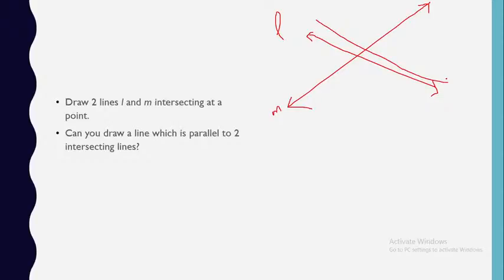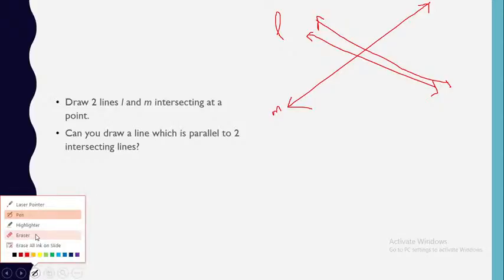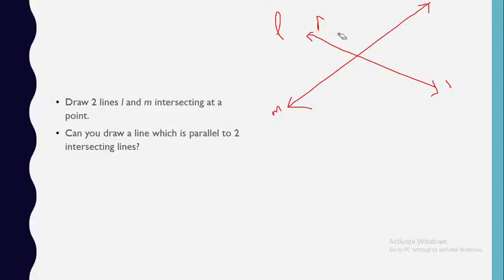So, it will be something like this. Yes, ma'am. Okay. Now, will it be parallel to line M? No, ma'am. It won't be parallel, right? Even if it intersects. Yeah. So, now try drawing a line which is parallel to both L and M. It will not be possible, ma'am. We can't draw.